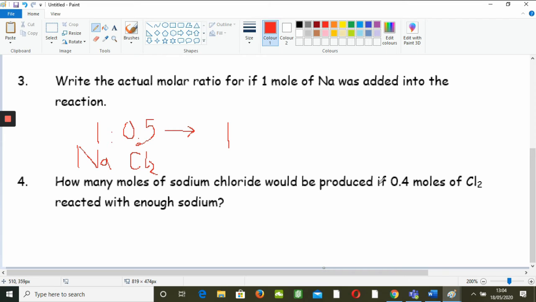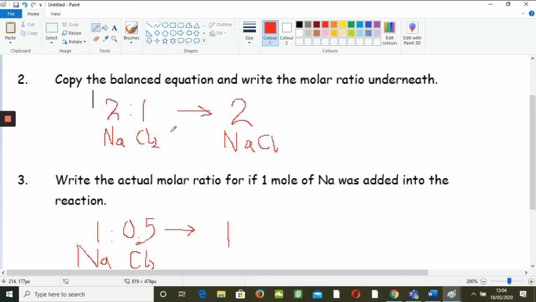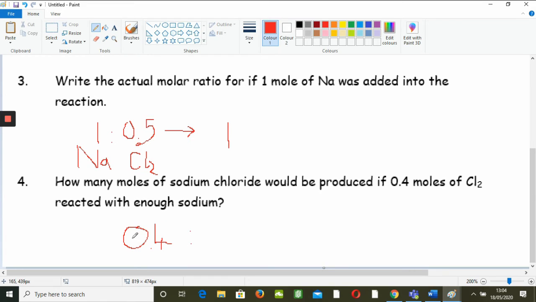Right? So this time, if we've got 0.4 moles of Cl2, we can see from the mole ratios up here that however many moles of Cl2 react, twice the number of moles of sodium chloride are produced. So for this, twice the number of moles of 0.4 would be 0.8 moles of sodium chloride produced altogether. Okay.